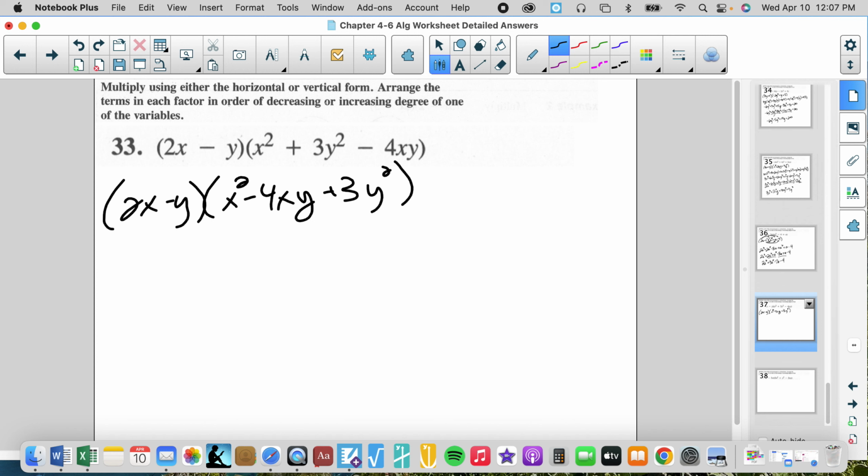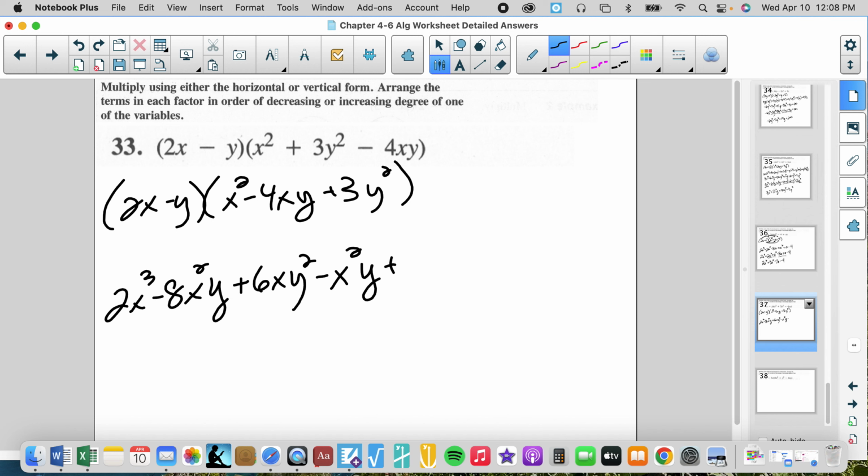So I have 2x times x squared is 2x cubed. 2x times negative 4xy is negative 8x squared y. 2x times 3y is 6xy squared. Negative y times x squared is negative x squared y. Negative y times negative 4xy is positive 4xy squared. Negative y times 3y is negative 3y cubed.